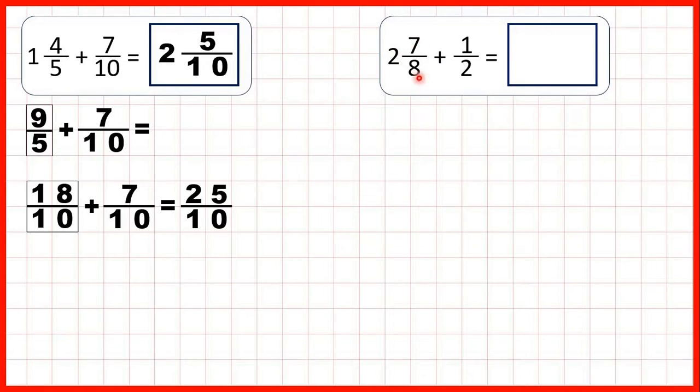2 times 8 is 16, plus 7 is 23. So that's 23/8 as an improper fraction.